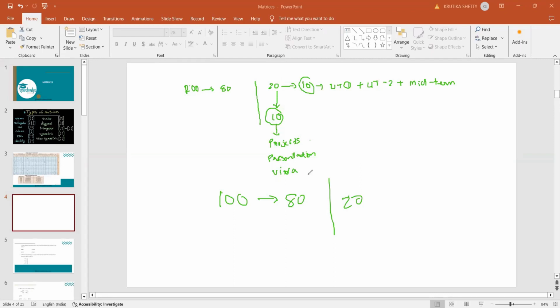So this is the new pattern for the mathematics subject, and only from this year they have introduced this.